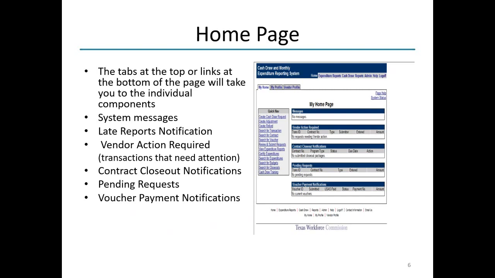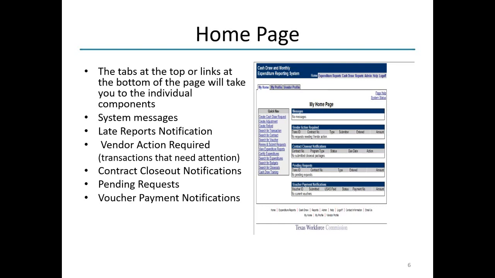you'll notice the first screen you'll come to when you log in is your home page, and there's a lot of important information on the home page. The things that you'll immediately notice are there are tabs across the top that go to the individual modules within the system: the expenditure report module, the cash draw module, the reports module, and there's also a help section if you're having troubles. Those links are also at the bottom of the page.